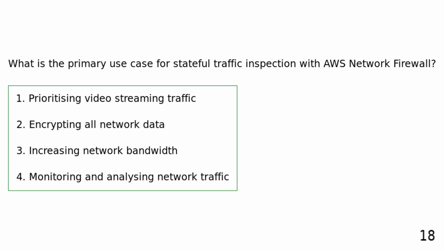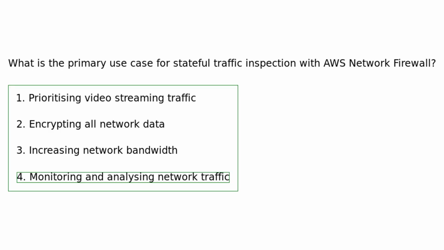What is the primary use case for stateful traffic inspection with AWS Network Firewall? Prioritizing video streaming traffic. Encrypting all network data. Increasing network bandwidth. Monitoring and analyzing network traffic. Stateful traffic inspection with AWS Network Firewall is primarily used for monitoring and analyzing network traffic for security purposes.